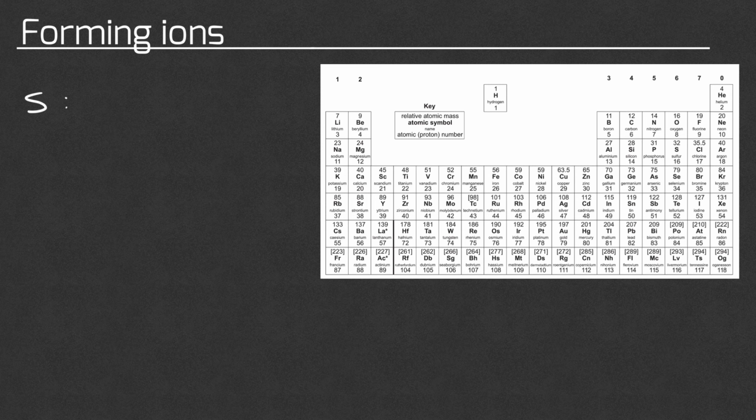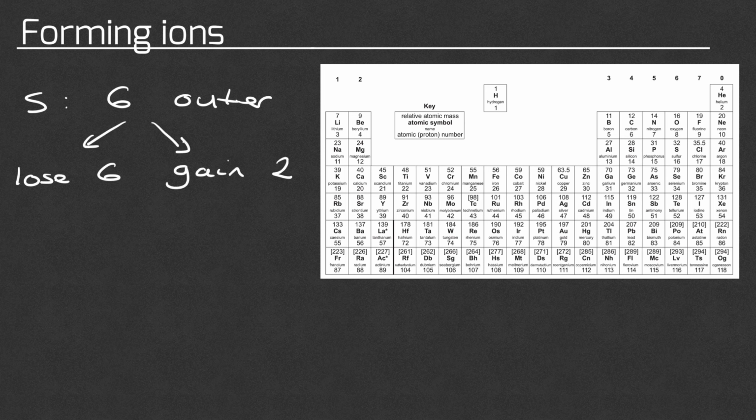We'll now look at sulfur. Sulfur is in group 6 of the periodic table, so it will have 6 electrons in its outer shell. This means we've got an option of either losing all 6 or gaining 2. We'll always do the option which requires the least change, so in this case we're going to gain 2 because that's easier than losing 6.